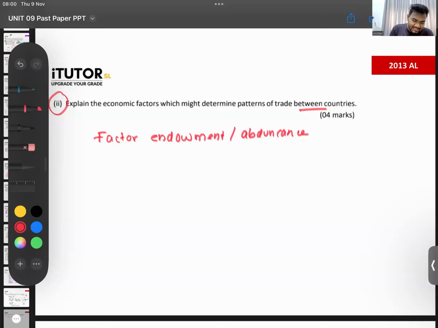And then, Lamai, what else? You can talk about the same other factors. Differences in productivity, same thing. Productivity differences, the climate. Now, for example, let's take New Zealand. New Zealand is the one with production of milk and all of that.